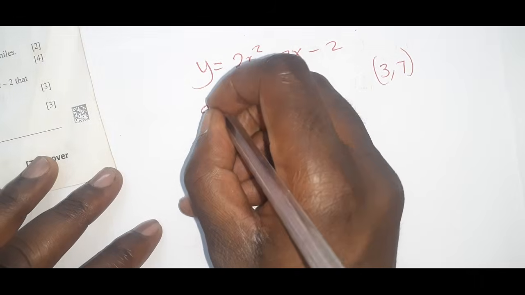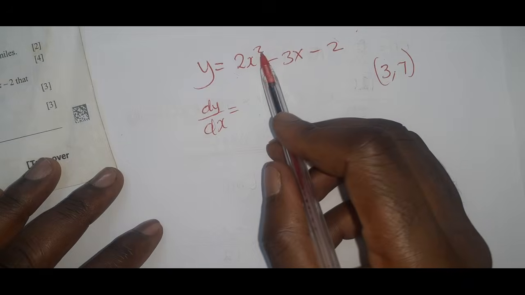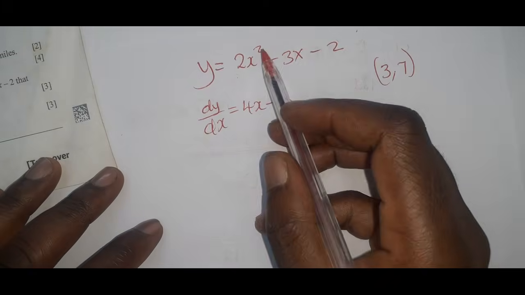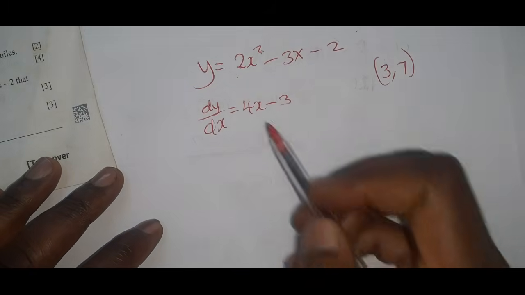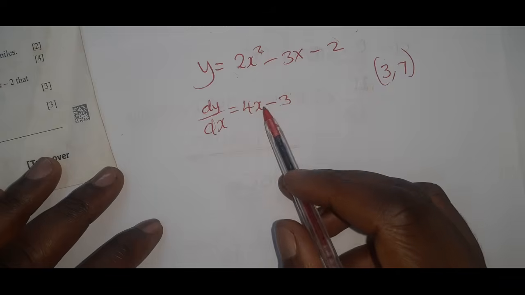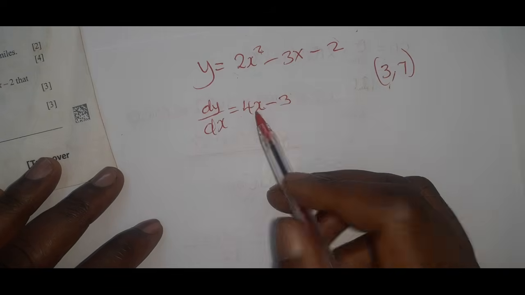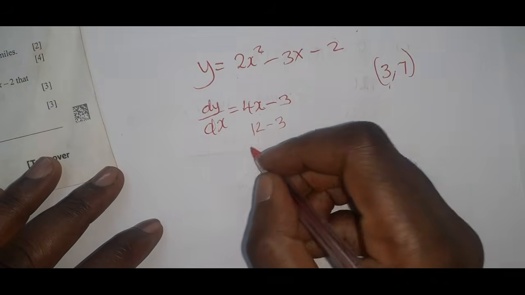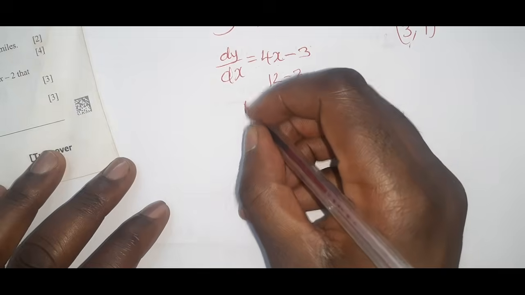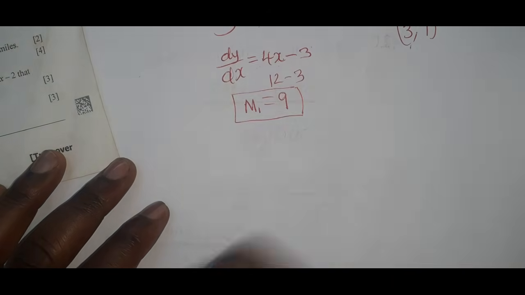So we say dy/dx. I'm sure you should be familiar with how to differentiate this. We multiply by the power, we get 4x minus 3 here. Then we want the actual gradient now. What is the actual gradient? Where there is x, we put 3, because that's the x coordinate. So this will be 12 minus 3. What do you get? You get 9. So this is our m1, which is the gradient of the tangent.